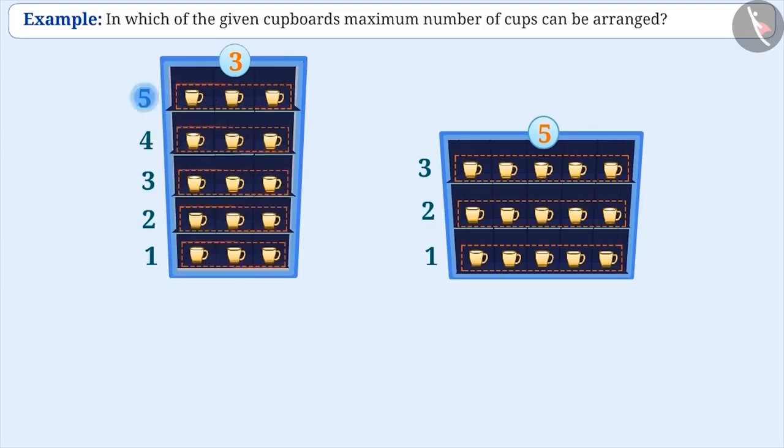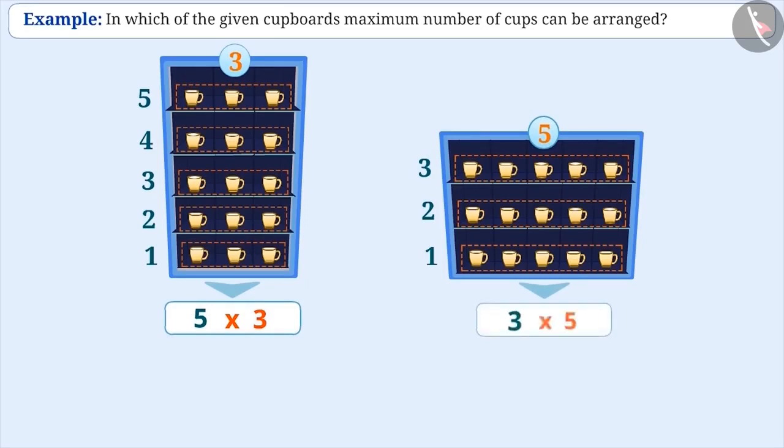In the first cupboard, there are 5 rows and in each row only 3 cups can be arranged. So here you can arrange a total of 5 into 3 cups. Now, think about the second cupboard. Here the arrangement is a bit different. Here there are 3 rows in which 5 cups can be arranged in each row. So a total of 3 into 5 cups can be arranged in the second cupboard.